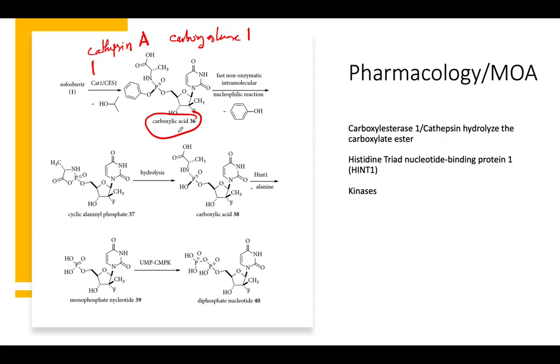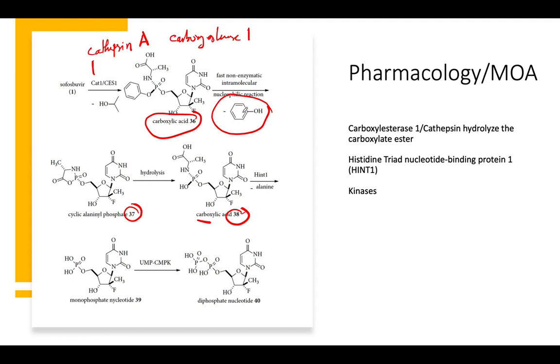Now, carboxylic acid 36 is going to undergo a fast non-enzymatic intramolecular nucleophilic attack to form a cyclic alanyl phosphate intermediate, which is 37. Now, this alanyl phosphate intermediate is then going to undergo hydrolysis of the cyclic phosphate to a linear phosphate, to give us carboxylic acid 38. The whole process, from the intramolecular nucleophilic reaction to the hydrolysis, is going to cause the release of a molecule of phenol. All right.